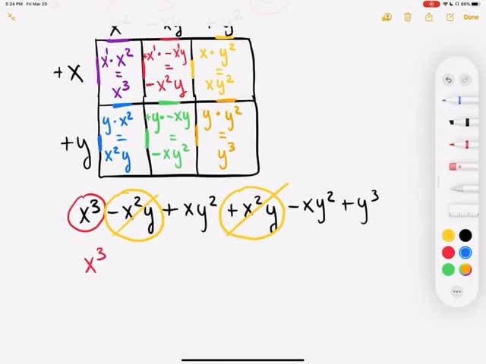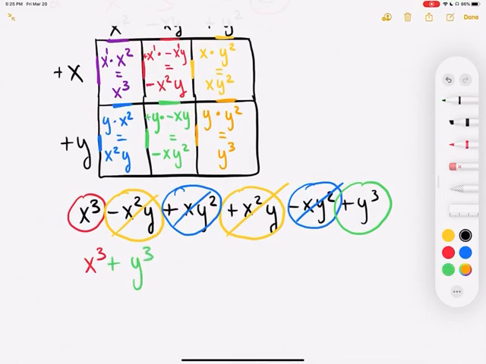And can you see that the same is going to happen for the xy squared terms? That's 1xy squared, and that's negative 1xy squared. They have the same coefficient, which is a 1. They have opposite signs, so they're going to cancel out. And the only leftover term that I have in here is going to be y cubed. So that's going to be my final result, x cubed plus y cubed. This is going to be the whole area of that big rectangle over there.